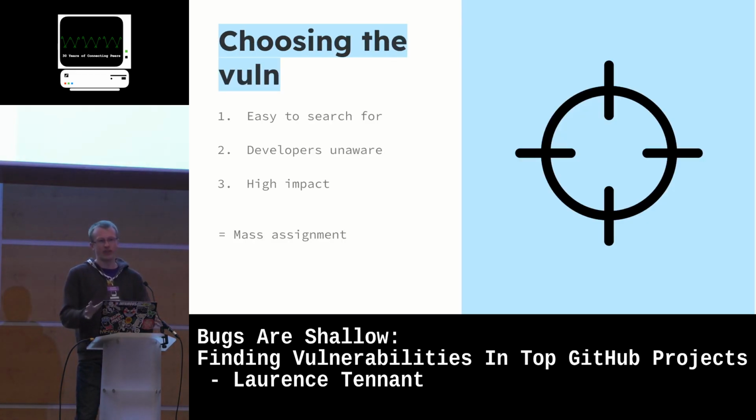So now I wanted to choose the vulnerability type. I want something that's easy to search for, where I can put queries in quickly and find this type of vulnerability. I want something that developers are largely aware of, and I want something that's often leading to high impact vulnerabilities. So the one I chose for this is mass assignment. I'm going to do a quick refresher on what mass assignment vulnerabilities are in the context of API security.